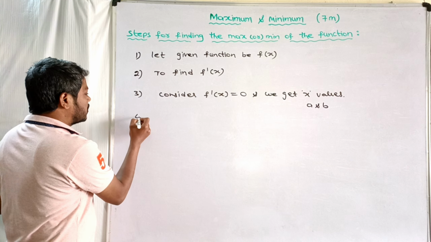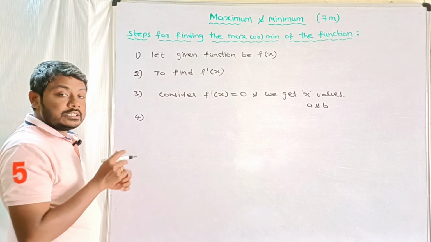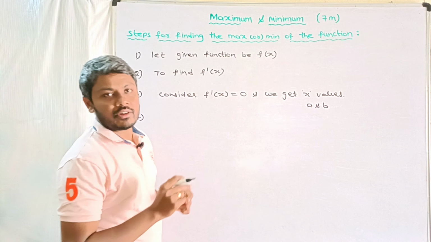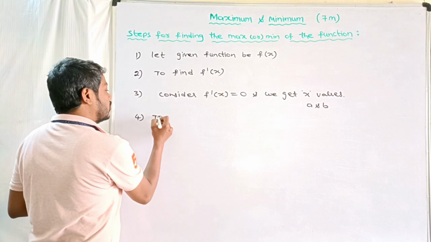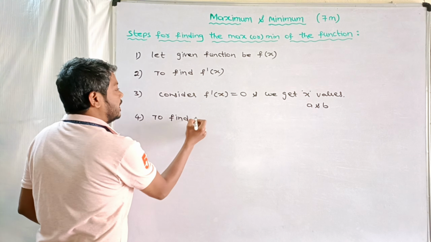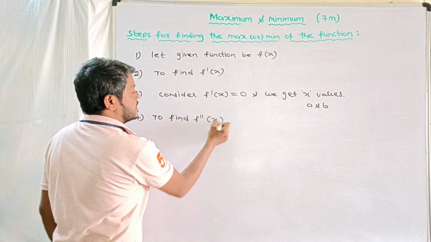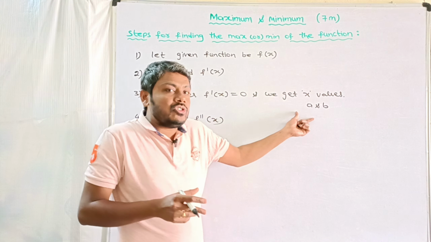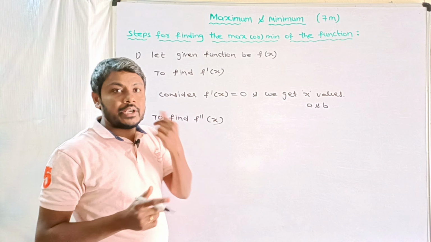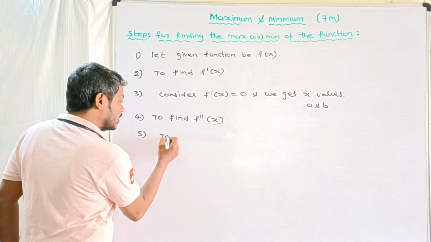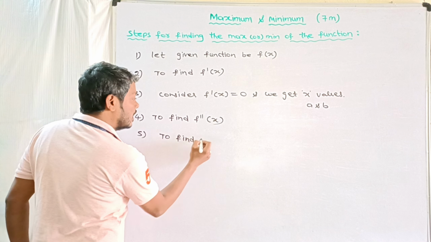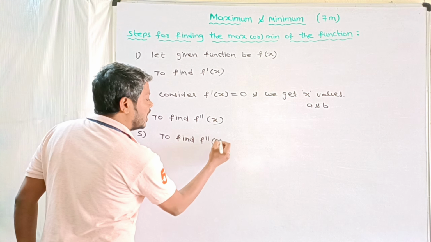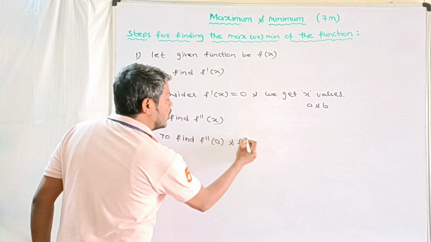And the fourth step, find the second derivative of the function, f double dash of x. After that, we can substitute the x values in the second derivative, that is to find f double dash of a and f double dash of b.